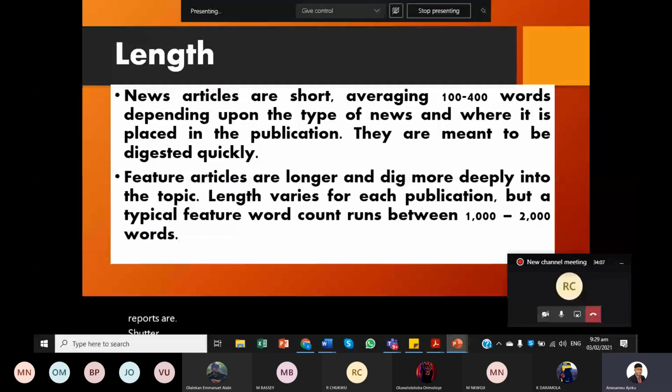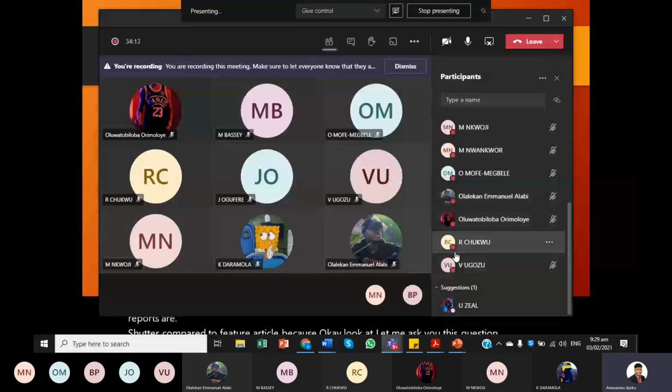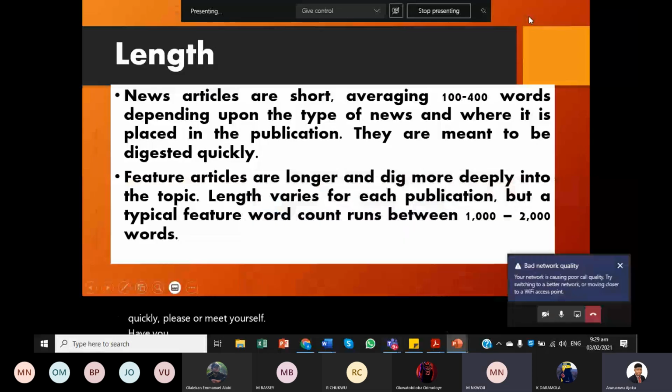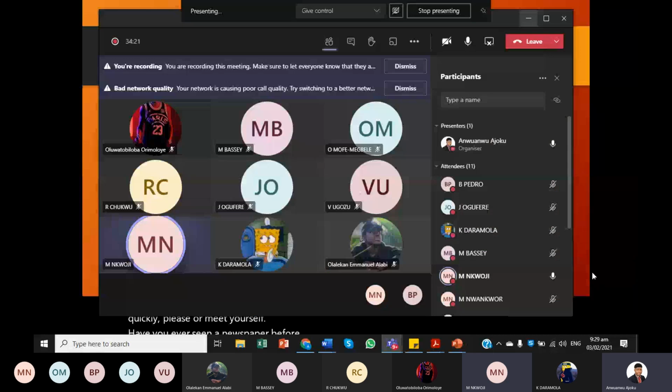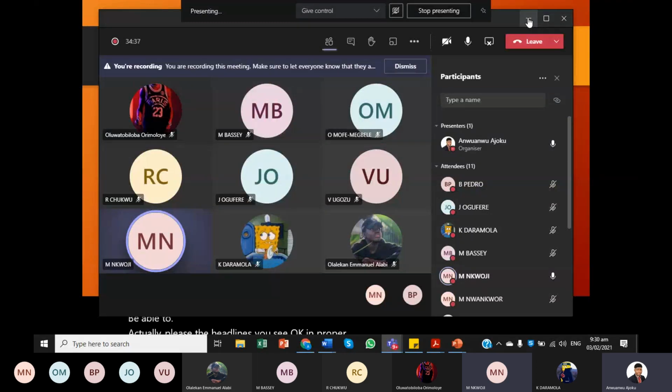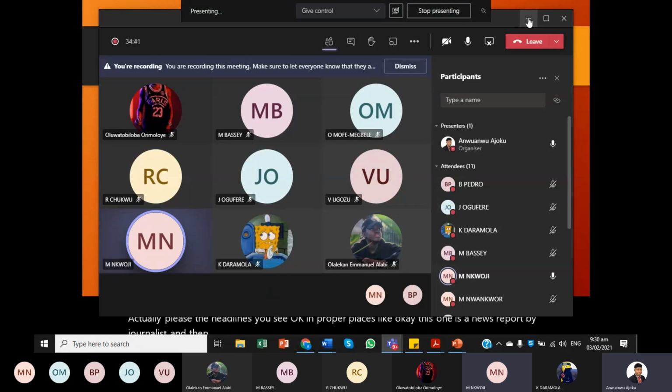compared to feature articles, because okay, let me ask you this question. Michael Nkwoji, please unmute yourself. Have you ever seen a newspaper before? Have you read a newspaper before? Yes, sir. Okay. Now, have you ever been able to actually place the headlines you see in proper places? Like, this one is a news report by a journalist, and then this one is a column written by a person expressing his views. Have you ever seen that?